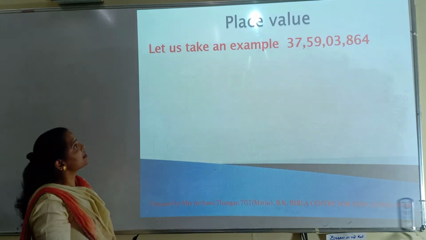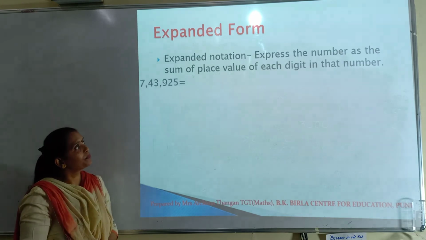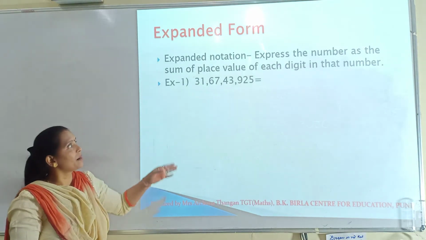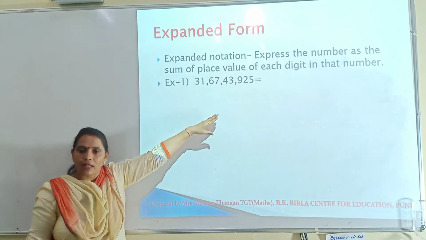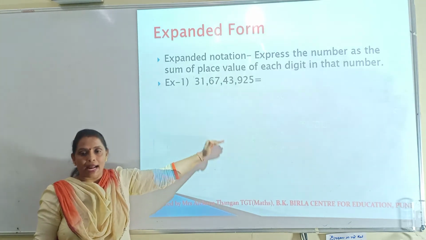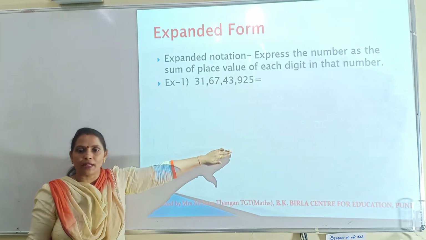Next topic is expanded form. What is the expanded form? First, you have to find the place value of each digit. We know how to find that, and then we have to add them. So, this is the expanded form. This is the way we have to find the expanded form.